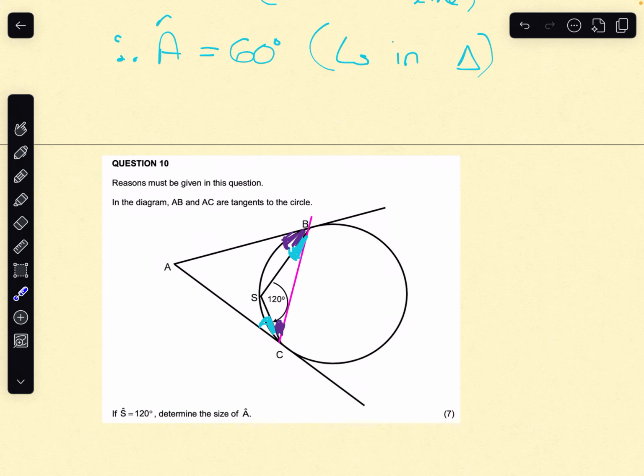And then they say CBS, the blue guy, plus SCB, the purple guy, is equal to 60 because angles in a triangle add up to 180. So these two must be 60, which means that these two must also be 60, right? So this and this together adds up to 120. And so the angle sum in this triangle is 180, therefore this must be 60. So that's another way that we could approach it.